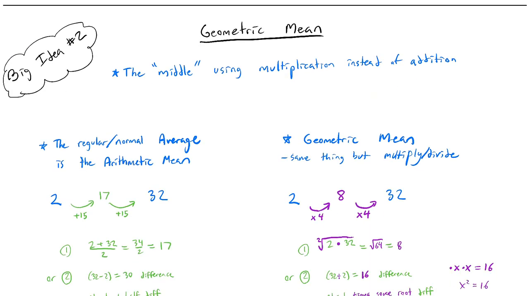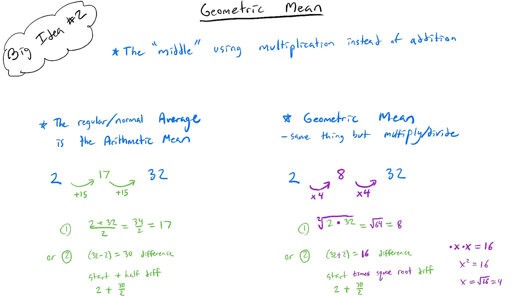So big idea 2 is, what is the geometric mean? Okay, it's the mean. It's the average, right? But arithmetic usually means addition and subtraction. Geometric means multiplication and division. So the normal average, like to get from 2 to 32, you go, oh, look, I add 15 to get to the middle, and then add 15 to get all the way across. Because all the way across, I added 30. So I just cut that in half, and I said, well, then that means I add 15, then add 15. Okay, the geometric mean is the same thing, but with multiplication.